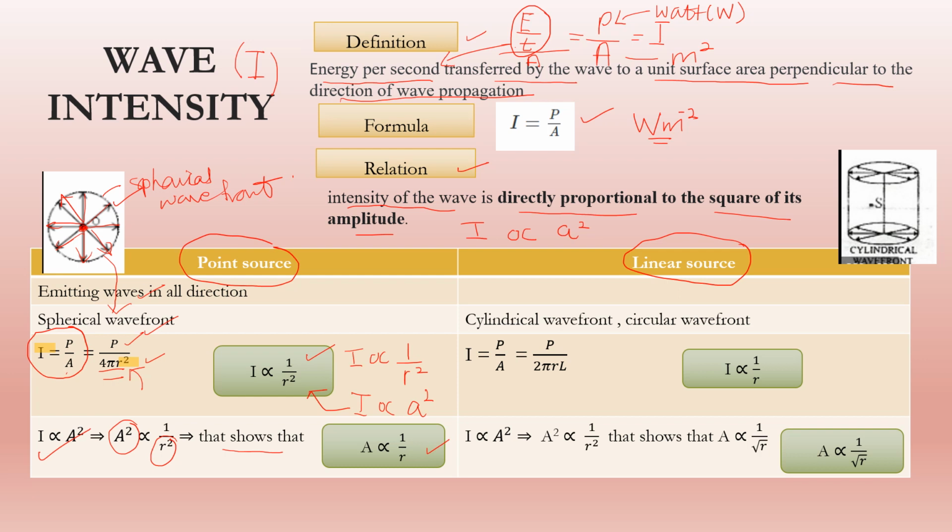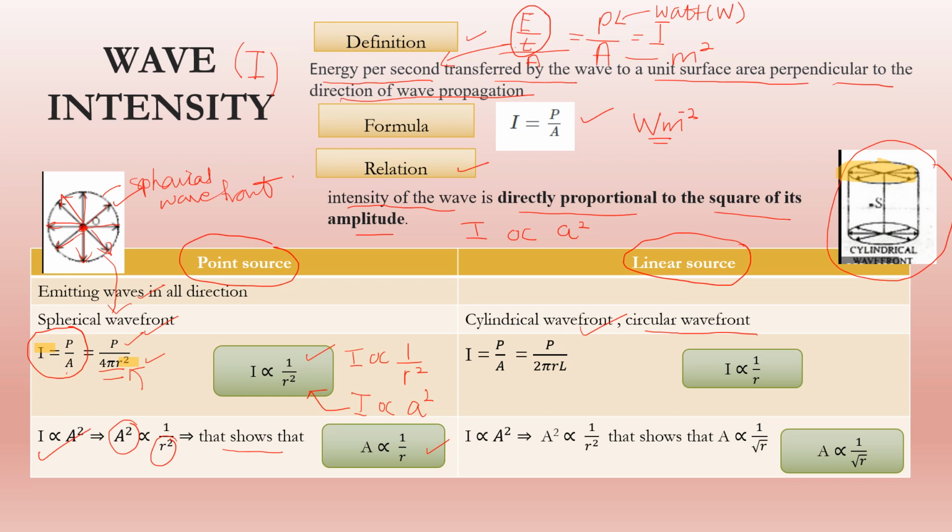Now for a linear source, this is an example of a linear source. A linear source will form a cylindrical wavefront or a circular wavefront. Why do they say circular wavefront? Because of this top view here. When you don't have depth, it is a circular wavefront. But when you have depth, then it will form a cylindrical wavefront.